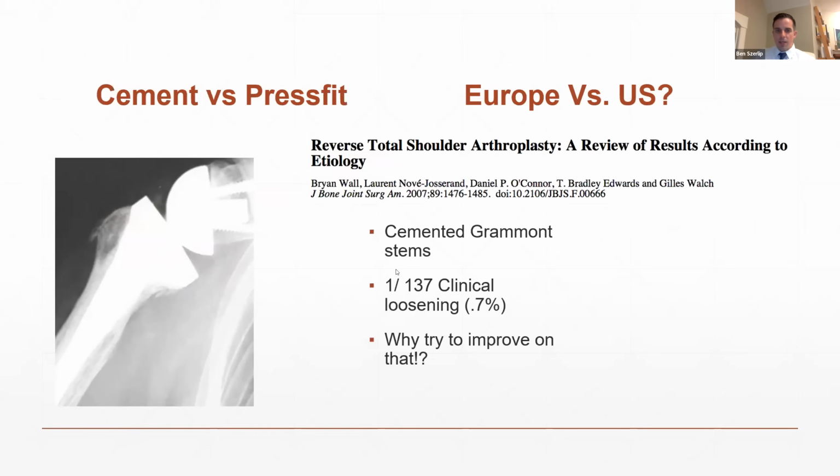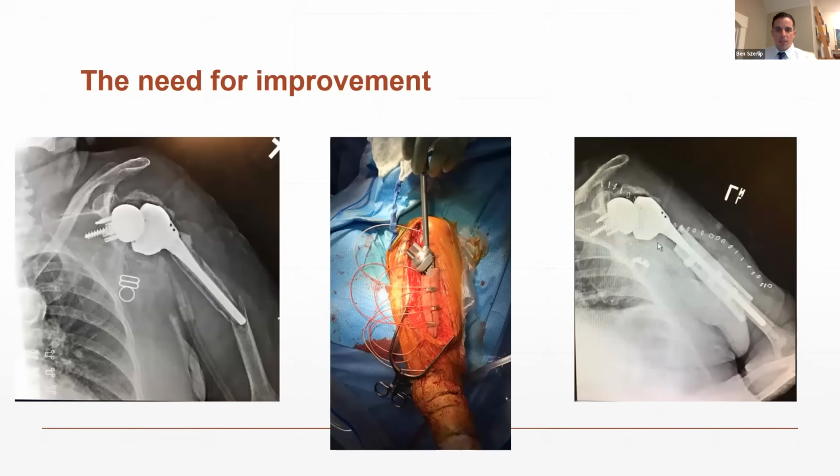They say, hey, cemented stems work really well. Only 1 out of 137 replacements had loosening. So that's a pretty good statistic across the board. If any number needed to treat was that high, I'd be pretty happy. But these are some of the cases that I've encountered when somebody else put in cement down the arm, like I explained, and we had to go basically chisel it all out, regraft things with bones.